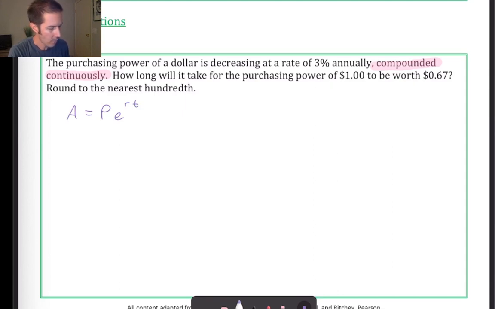My starting amount is $1. You can write just the number 1 or 1.00. Our final amount should be 0.67. e is a number. Our rate, this is interesting, the rate is 3%, but it's a rate of decrease. So I'm going to make my r value negative 0.03.